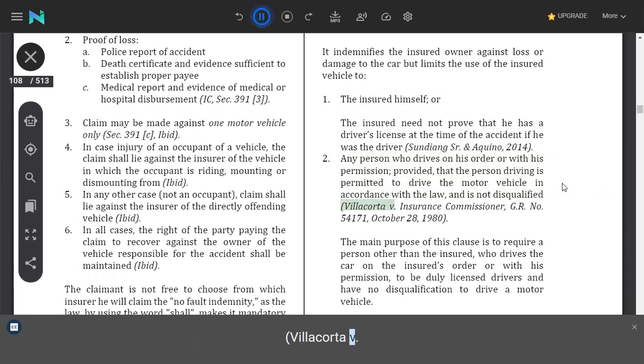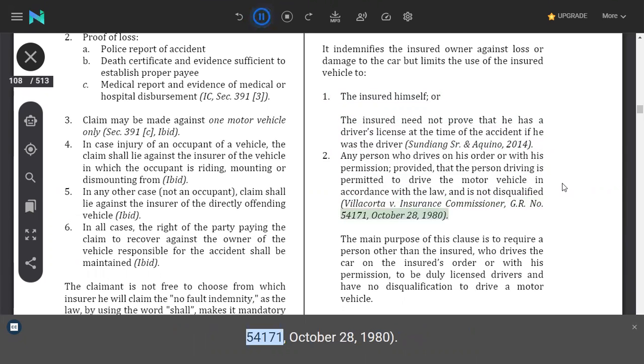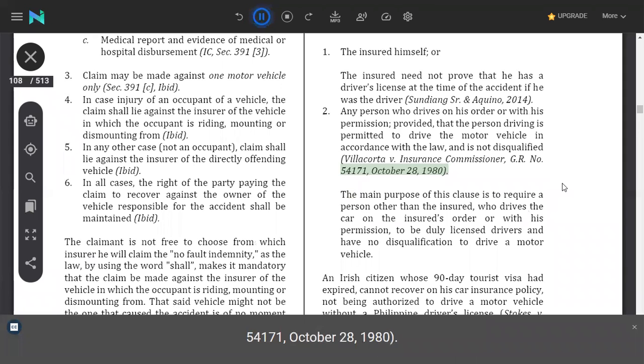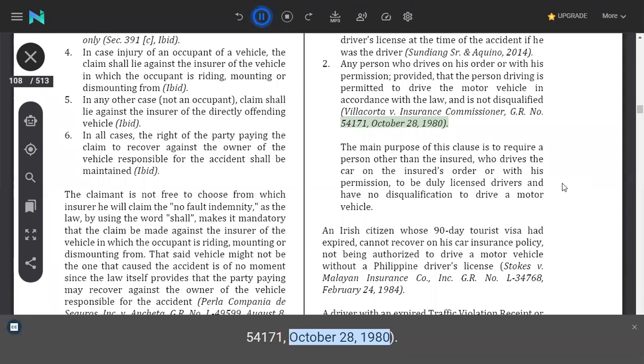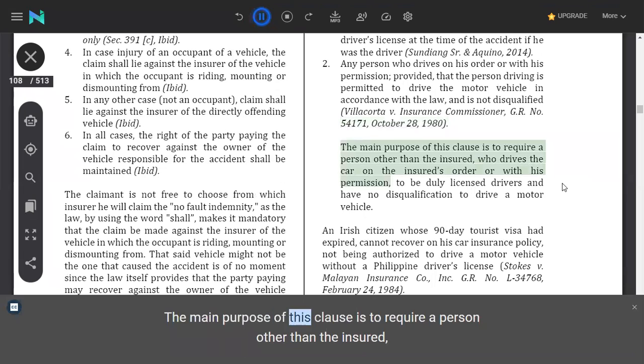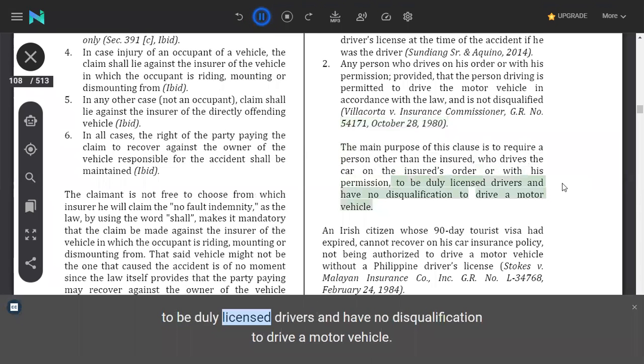Villacorta v. Insurance Commissioner, G.R. No. 54171, October 28, 1980. The main purpose of this clause is to require a person other than the insured, who drives the car on the insured's order or with his permission, to be a duly licensed driver and have no disqualification to drive a motor vehicle.